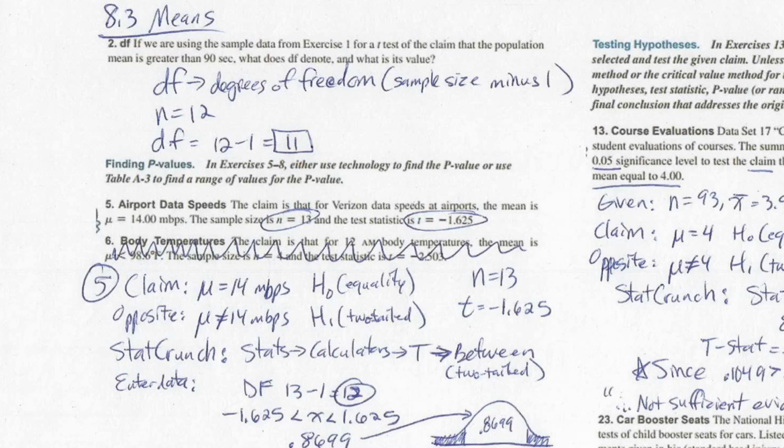Okay? So here's a claim that Verizon data speeds at airports, the mean is 14 megabits per second. Okay, so Verizon obviously wants this number to be high because that will attract more customers if their speed is high, at the airport. So the sample size is 13. It's kind of small. Test statistics, they went ahead and calculated a T for us.